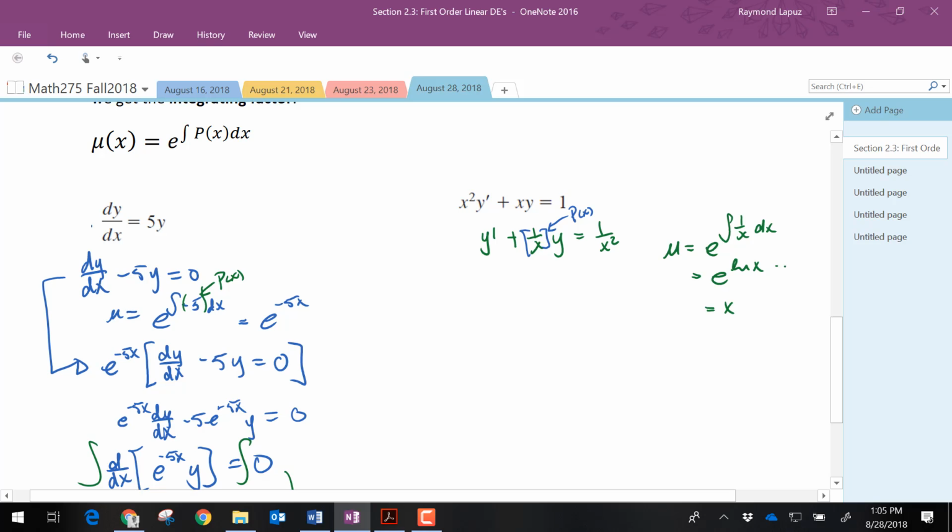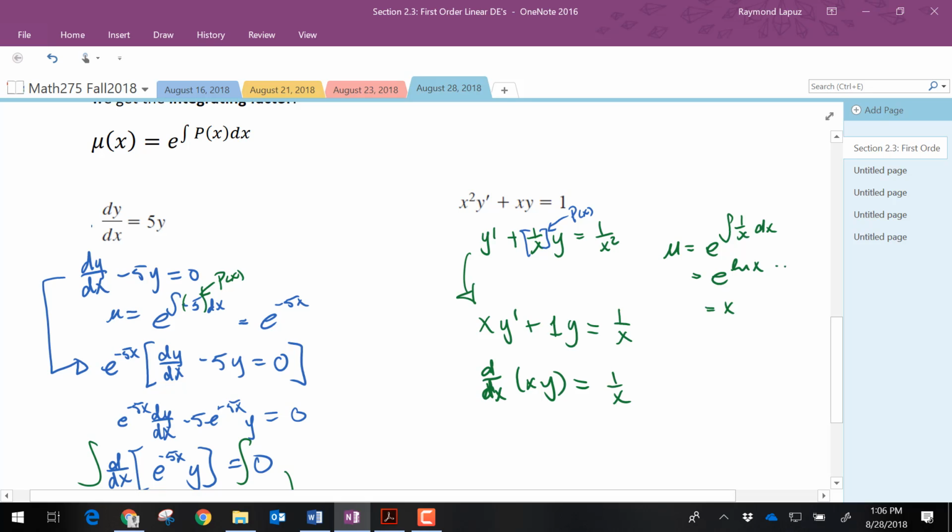So from here, we're just going to multiply this by x. 1 over x times x is just 1, I'll put a 1 here to be a little more explicit, but you don't need to put that 1 there. Anyways, if you look at the left-hand side, it's another product rule, right? It's x times y. So the derivative of x times y is equal to that expression right above it. It's x times the derivative of y plus the derivative of x, which is 1, times y.